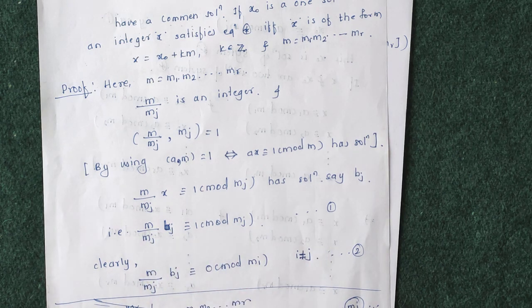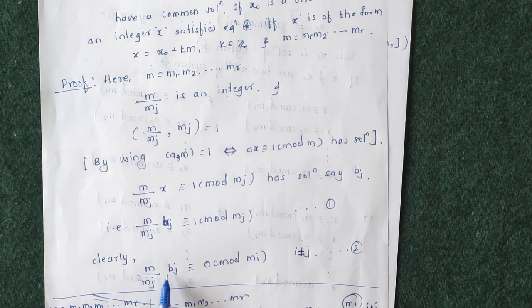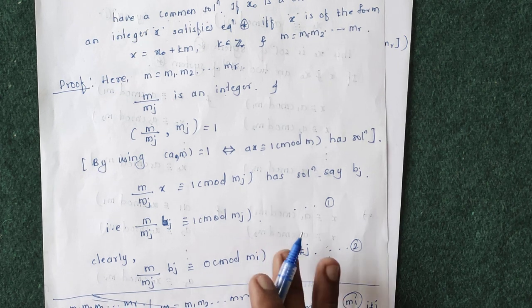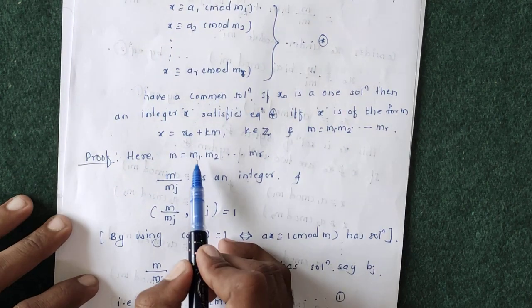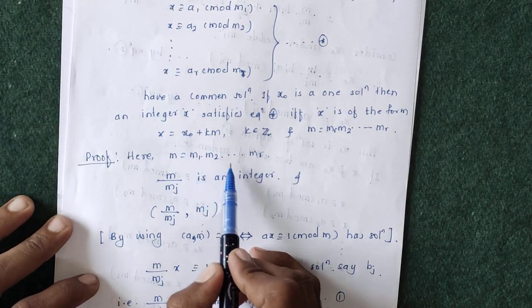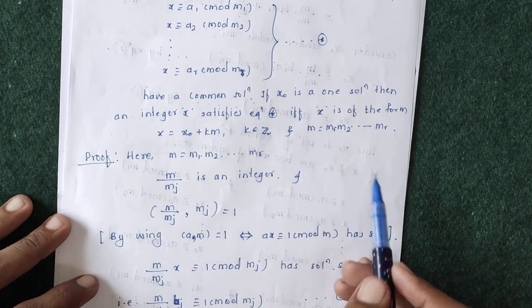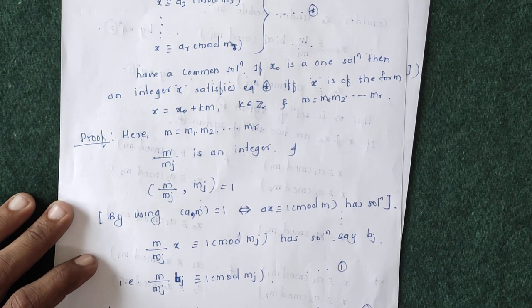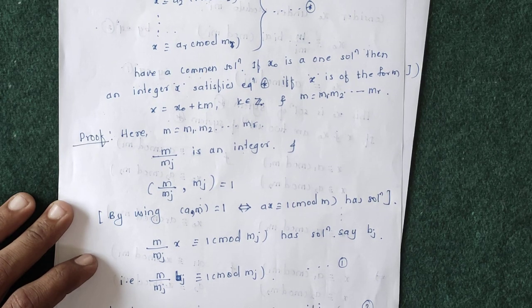This is equation number 1, and clearly we can say that m by mj into bj is congruent to 0 modulo mi, since mi is an integer in between m1 m2 up to mj minus 1 and mj plus 1 up to mr. So that number must divide this number, and we know that a multiple of this number is congruent to 0. So m by mj bj is congruent to 0 modulo mi. Don't make confusion between the notations here.